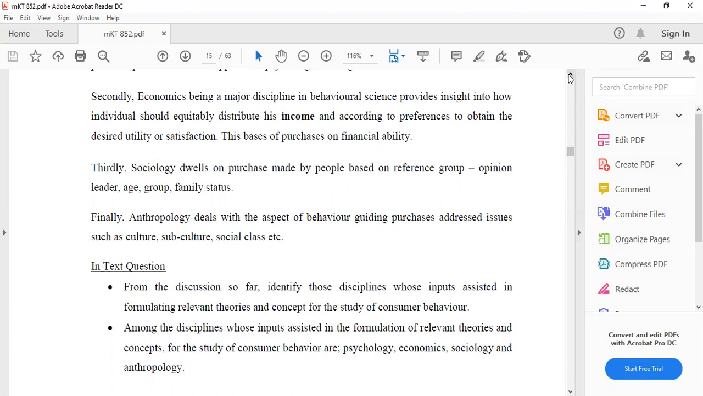We also look at our age group. At times, we look at our age members and conform with their consumption pattern, with their eating pattern, with their drinking pattern, with the way they buy and wear clothes.